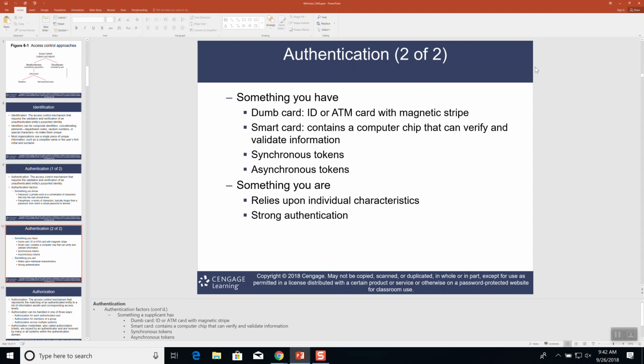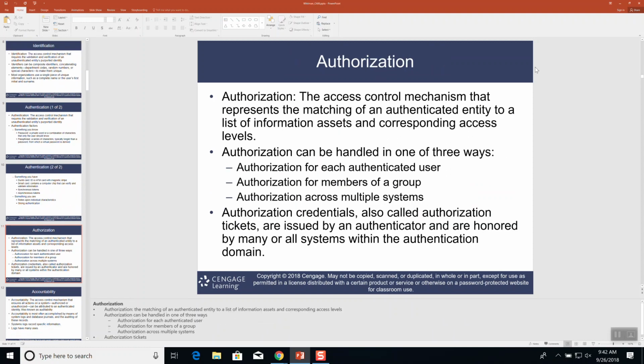And strong authentication. Authorization: the access control mechanism that represents the matching of an authenticated entity to a list of information assets and corresponding access levels. I gave you the example of working on the base. When you get on the base and they give you a security badge, it's not to every building. They got it restricted down to buildings. Same idea with the network, with any kind of computer system. I can sign in, but I can't see payroll information.